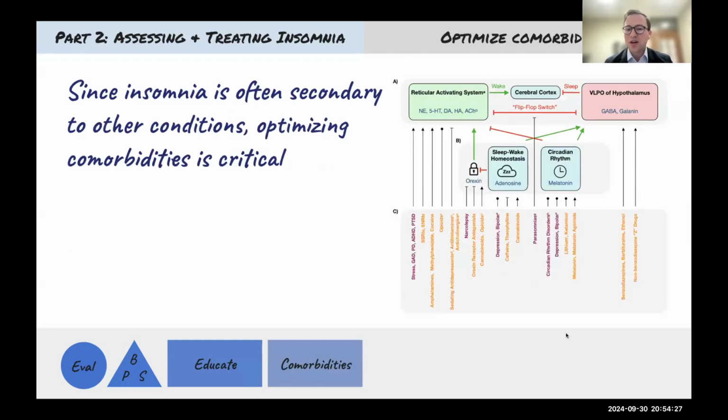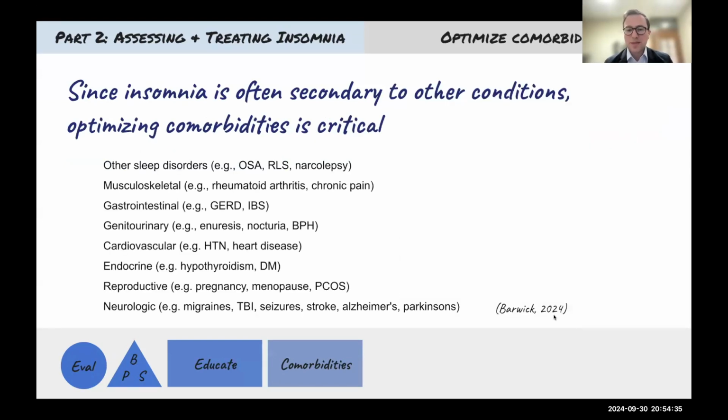And because insomnia is often secondary to other conditions, we want to optimize these very comorbidities, including mental disorders and optimizing the medications that we use to treat them. And insomnia is often secondary to medical conditions, like I've alluded to, across various systems, including our musculoskeletal system, including pain, our gastrointestinal system, such as GERD, or even our genitourinary system, including symptoms like nocturia, and more.